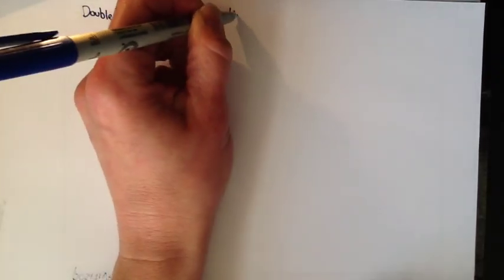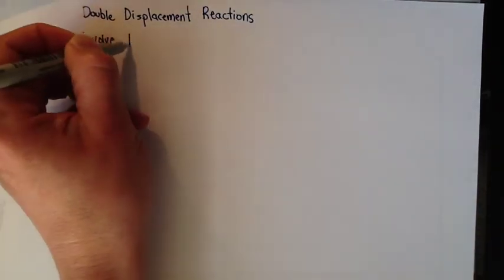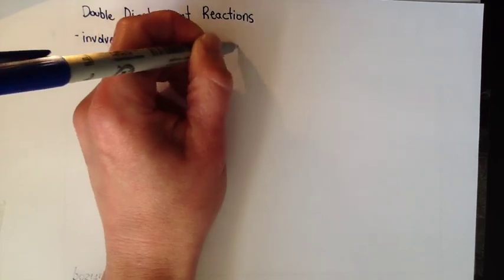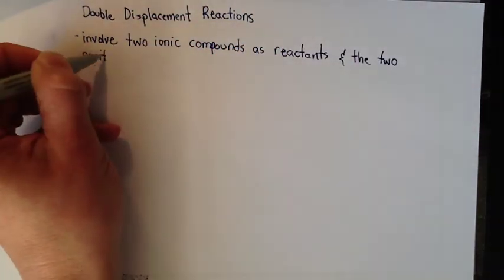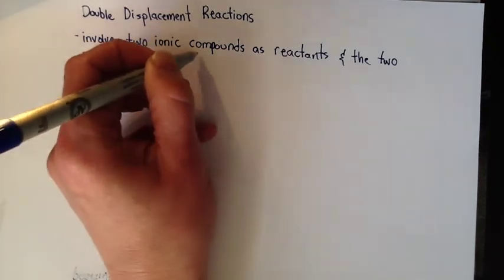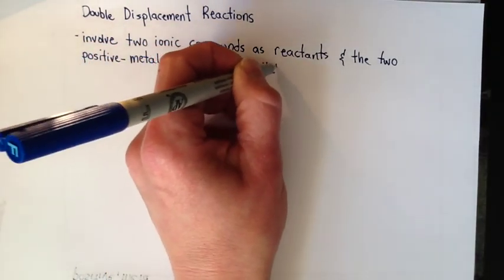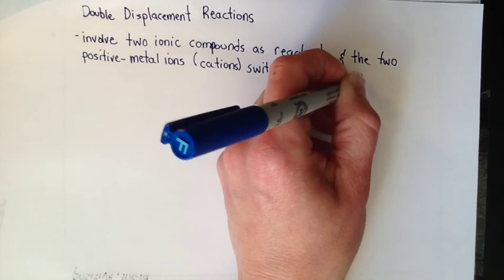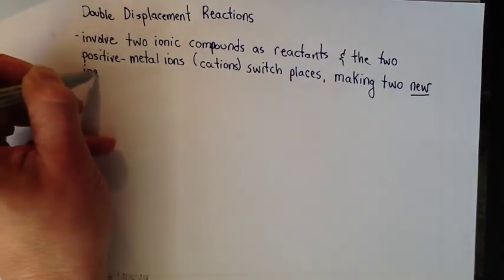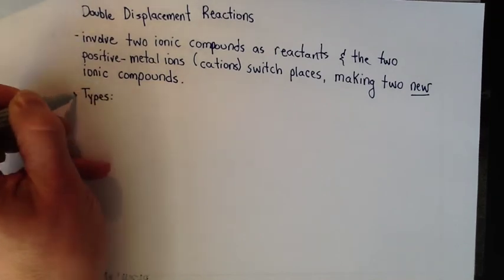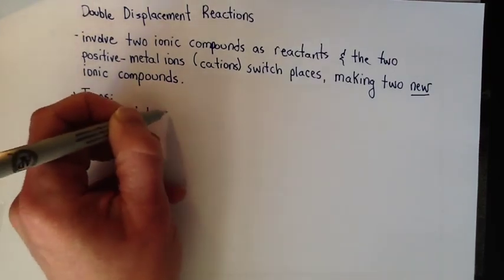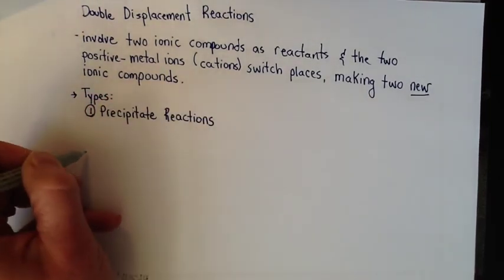Double displacement reactions are probably the most complicated reactions we will study. They involve 2 ionic compounds as reactants that turn into 2 new ionic compounds as products. There are 2 types of double displacement reactions: precipitate reactions and neutralization reactions.